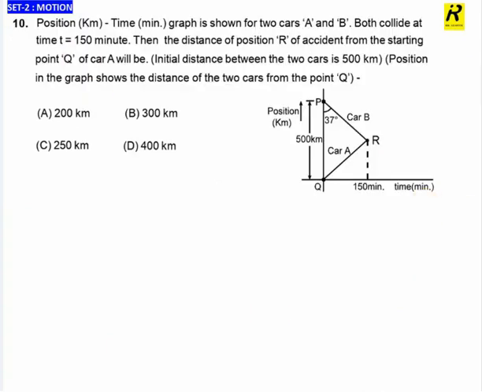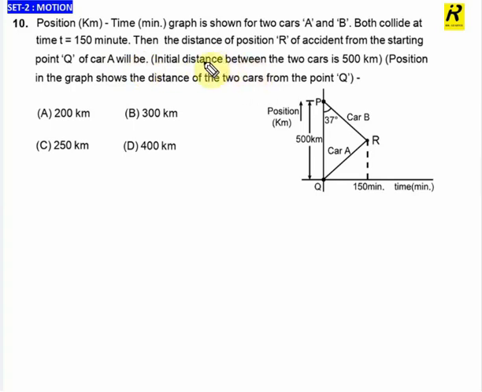Here is question number 10. So in question number 10, position in kilometer, time in minutes, a graph is shown for two cars A and B. Both collide at t is equal to 150 minutes. Then the distance of position R of the accident from starting point Q of car A will be.